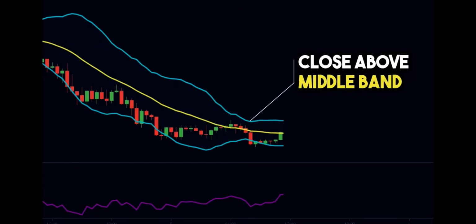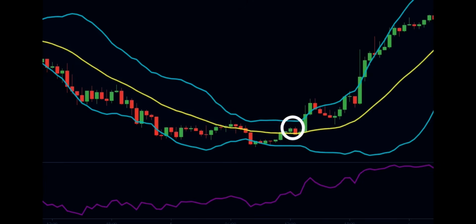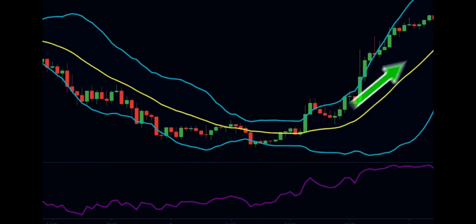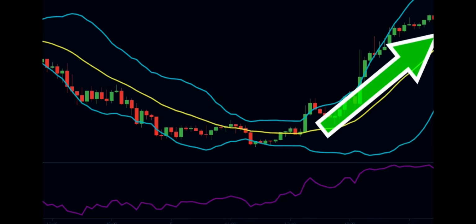We want the price to close above the middle Bollinger Band. Here is our entry, as the price makes a strong close above the middle band. We enter at the close of this candle. We keep our stop loss below the lower band. And we will place our targets at 2:1 risk-reward ratio. The pair gave an 800 pip move after our entry.